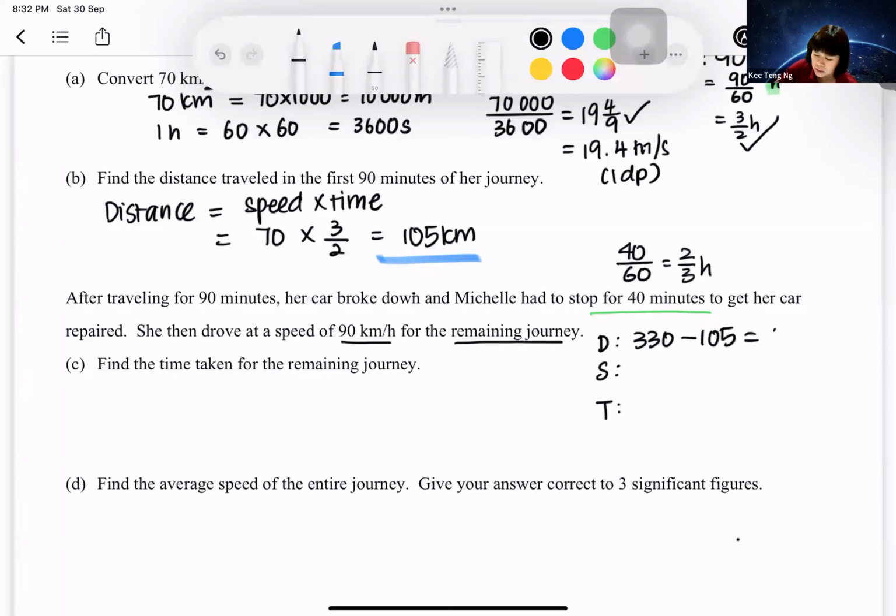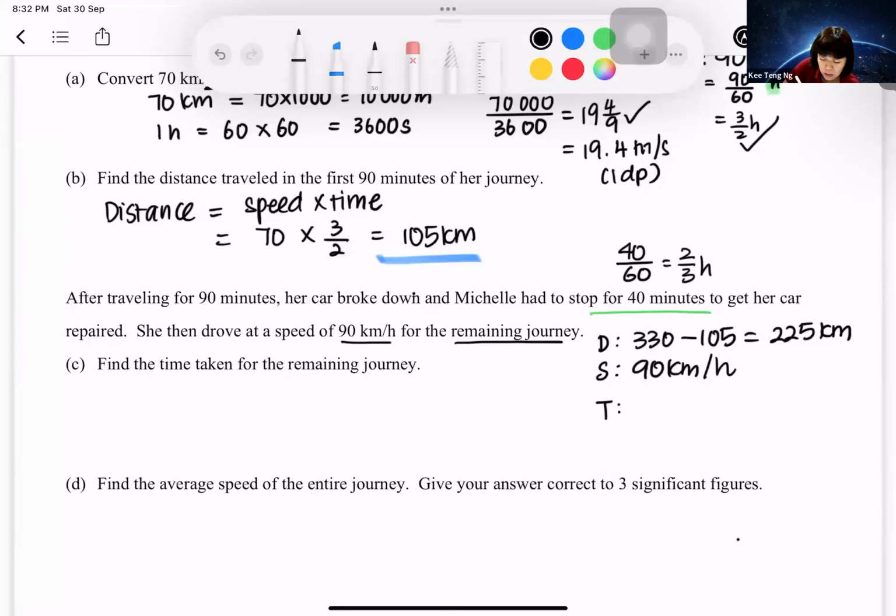And that gives me the distance, 225 kilometers. Okay. Then what did she say about the speed? The speed was 90 kilometers per hour. So they find the time taken for the remaining journey.